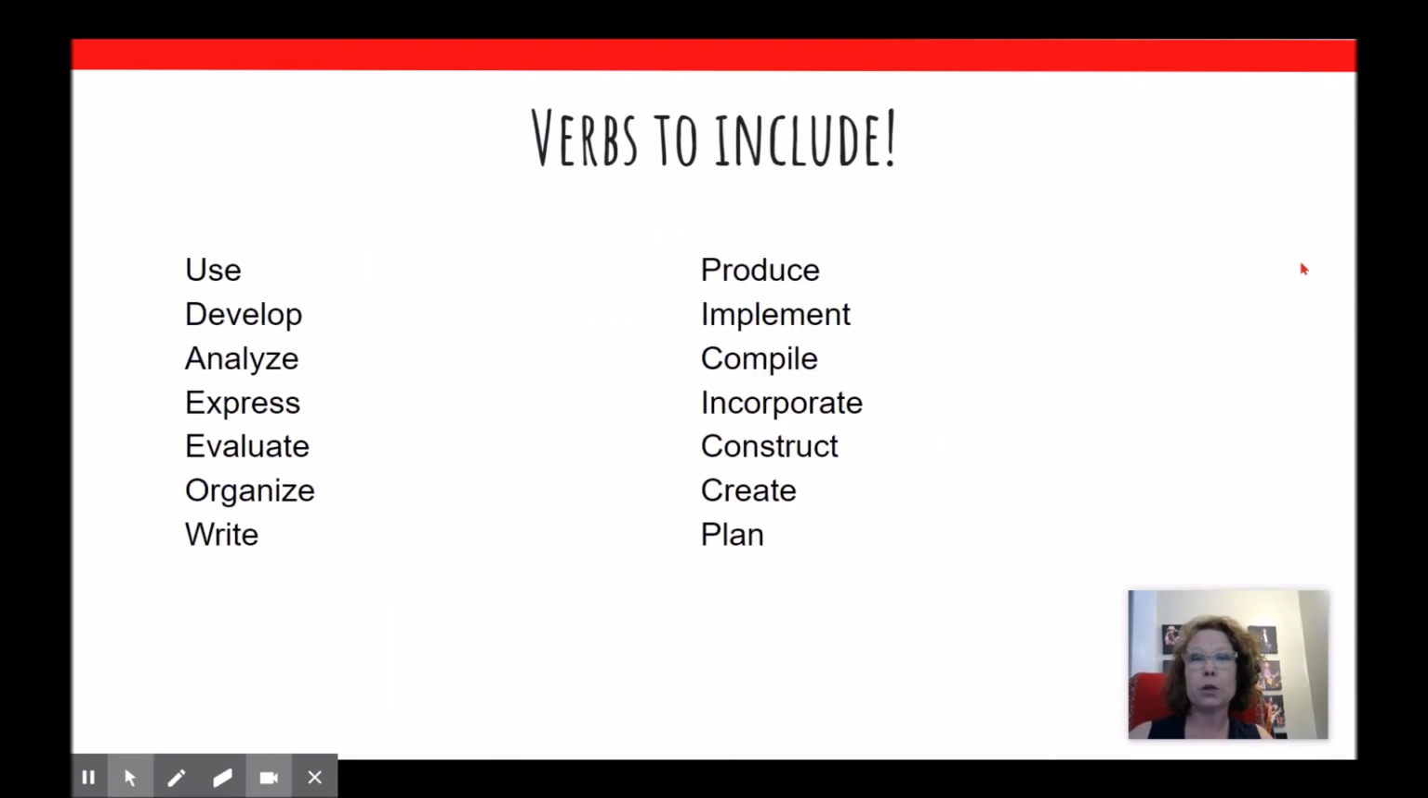So here are some verbs to include. You can Google action verbs or learning outcome verbs if you like, but here are some, and keep in mind, these are measurable and you can demonstrate them. Teachers can actually observe them and they can measure them. So the learner will use, the learner will develop, the learner will write, the learner will incorporate, the learner will construct. So that's your first part, your action word.